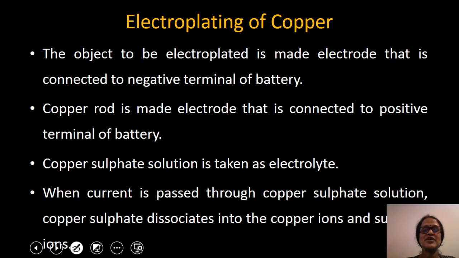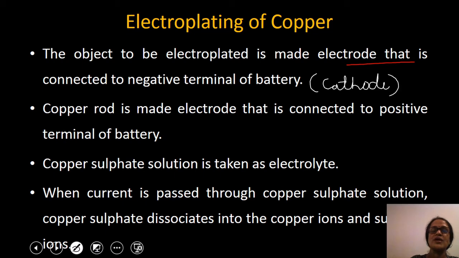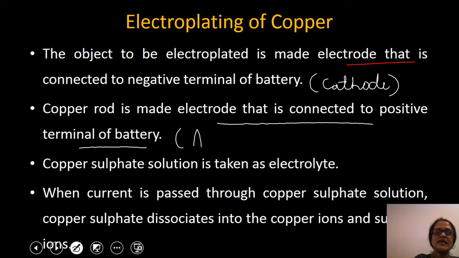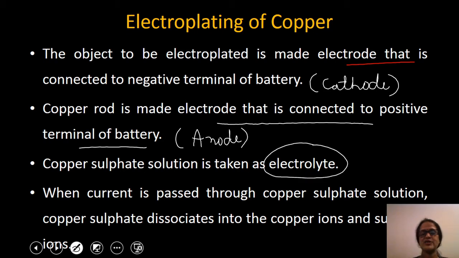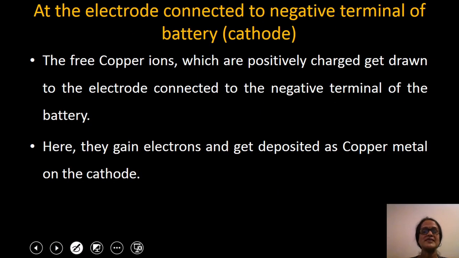So I hope this point is clear to you. The same points I have explained to you. The object to be electroplated is made the electrode that is connected to negative terminal of the battery. I already discussed with you the electrode which is connected to negative terminal of the battery is called cathode. In the example we have discussed, we have taken a spoon. Then copper rod is made the electrode that is connected to positive terminal of the battery, means it is made as anode. All these points I have explained to you in detail, and the copper sulfate solution is taken as an electrolyte. So I hope these points are clear to you.